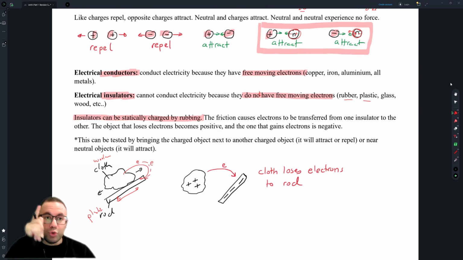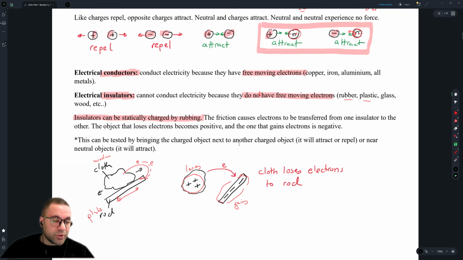But you do need to know that if an object loses electrons, it becomes positively charged. If an object gains electrons, it becomes negatively charged. Okay? Good.